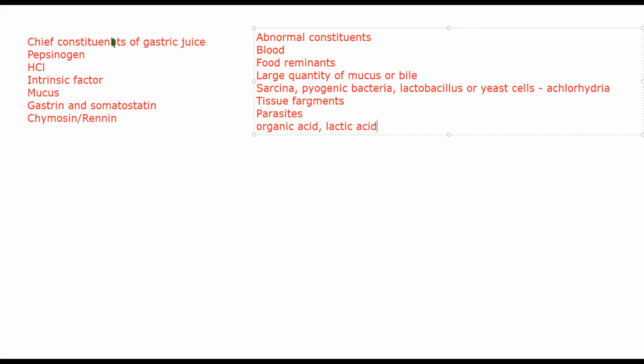ठीक है, ये दो acid will generally be seen in the absence of HCl. If HCl content in your stomach decreases, organic acids and lactic acids will start getting accumulated in your stomach. Generally indicates achlorhydria or any condition where HCl levels are lower than normal. So these are all the abnormal constituents of your stomach. These should not be present.